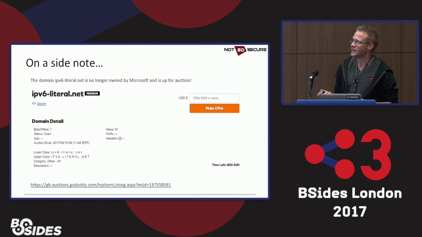It's worth noting, on a side note, I did find out this ipv6-literal.net is not actually owned by Microsoft these days. It's up for auction at the moment. So if you've got enough pennies, you can bid for this. It's got about 80 days left, I think, when I took this. It was only a day or two ago. It'd be interesting to see if any traffic goes out. That's all I'm saying.